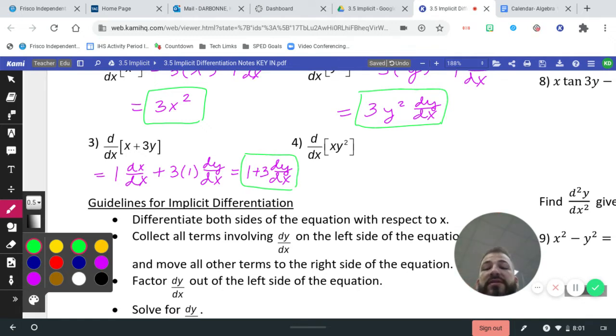So notice the x term I derived like normal, the y term I derived like normal, but I had to multiply by that extra dy over dx term. So you should start to notice a theme. x terms are going to be fine, y terms are going to become dy over dx.